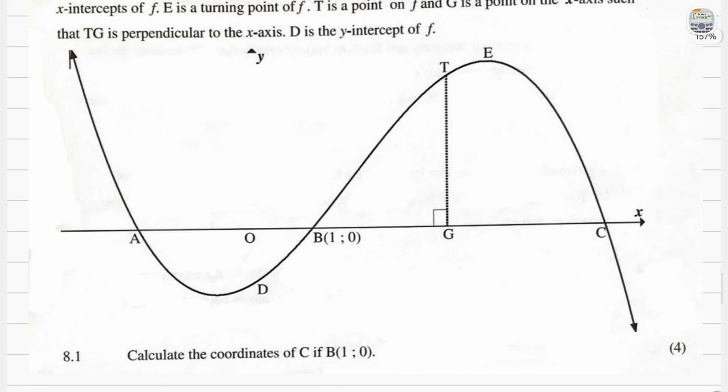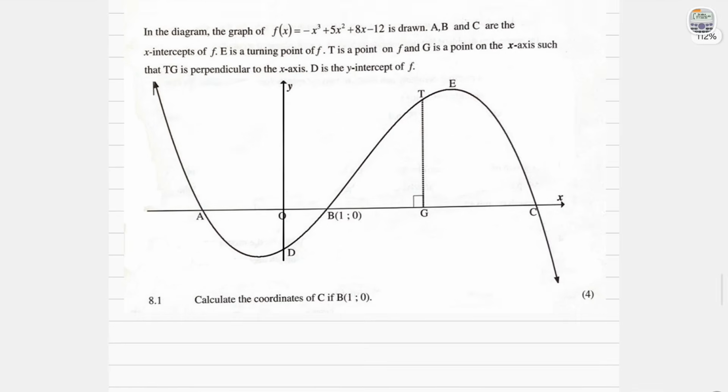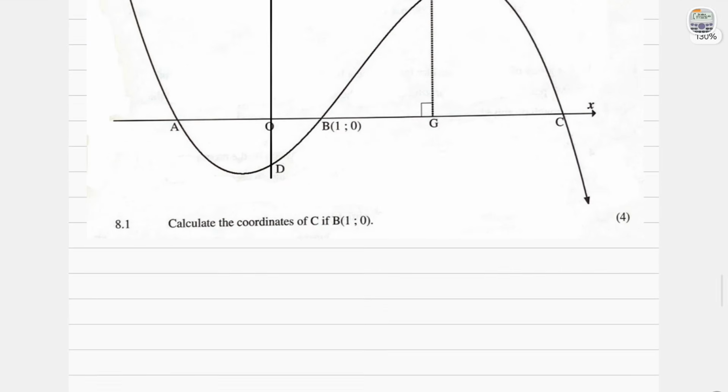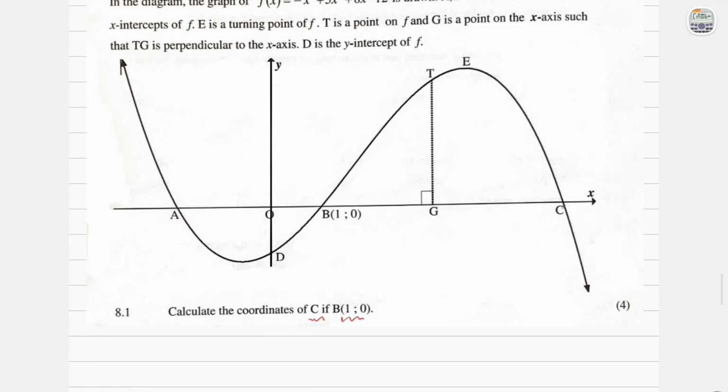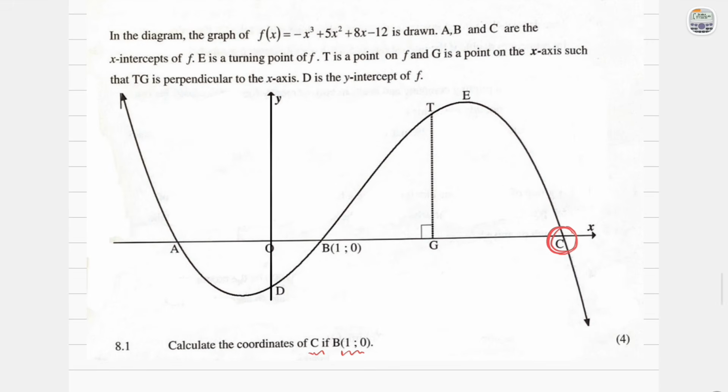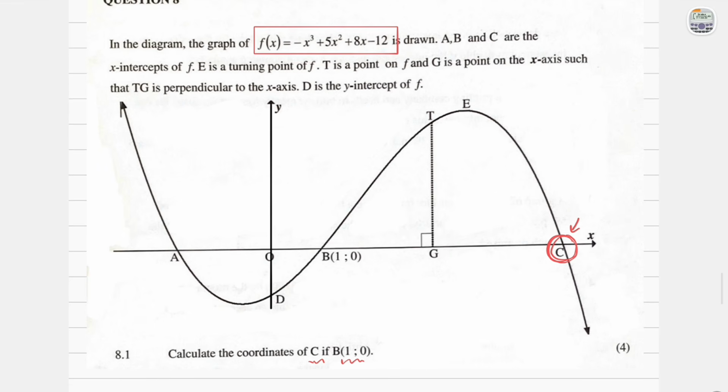Okay, so the y-axis has also been left out here. We'll just have to draw it, ensuring that it passes D. Okay, so that is D over there. And the first question is to calculate the coordinates of C if B is 1 and 0. So C is one of the x-intercepts. And to find that, we would naturally have to make y equal to 0, because at the x-intercept, y is equal to 0.